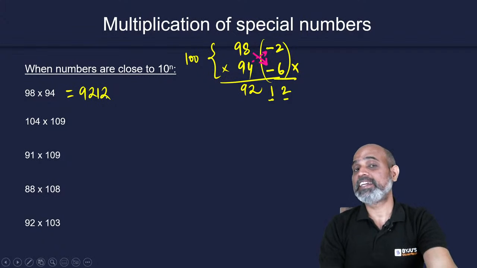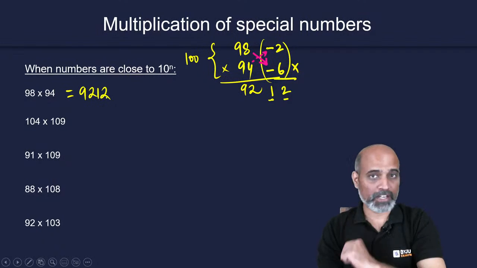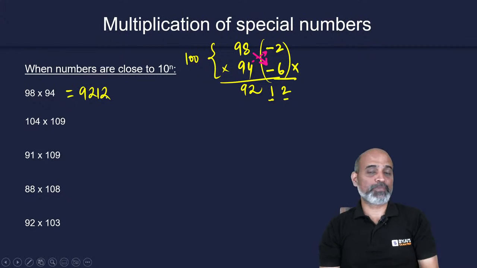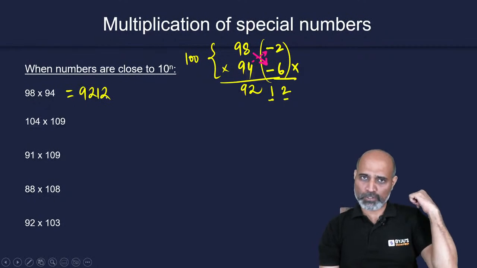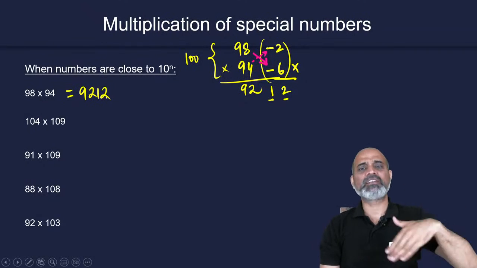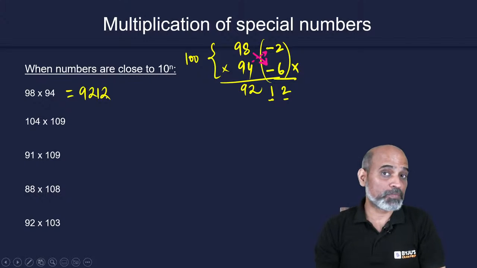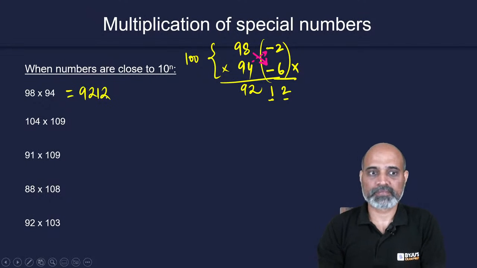I can do 98 into 94 as 100 minus 2 into 94, right? I can break 98 as 96 plus 2, do 96 into 94 using the previous method and then add double of 94. बहुत तरीके हैं, पर ये आपका smarter है, faster है.